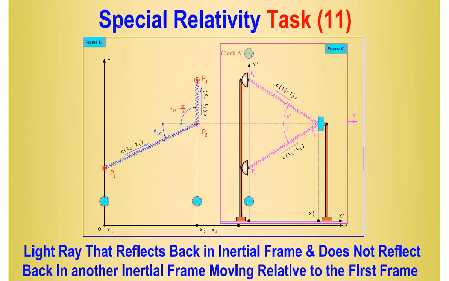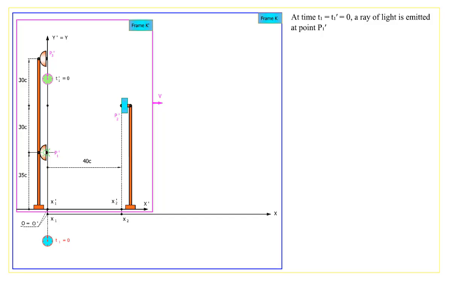Special relativity. A light ray that reflects back in one inertial frame and does not reflect back in another inertial frame moving relative to the first frame. At time t1 equals t'1 equals 0, a ray of light is emitted at point p'1. The coordinates of p'1, p'2, p'3 are the following.